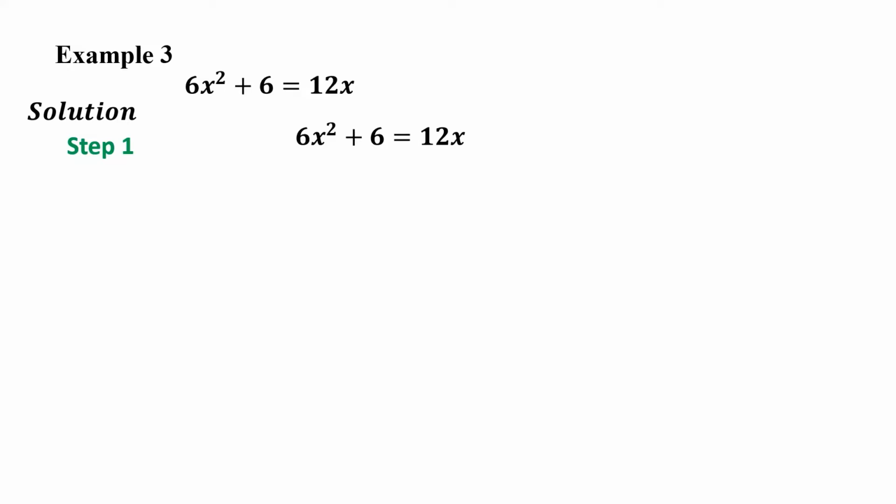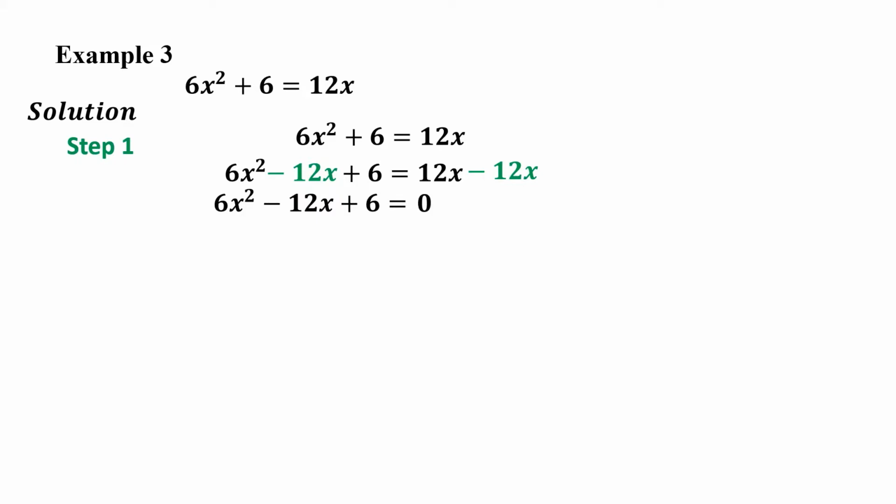Since 12x is not in its proper location, which is supposed to be on the other side of the equation, we need to transpose it to the other side using the addition property of equality. What we will do is add the inverse of positive 12x. The inverse of positive 12x is negative 12x. So, we will add negative 12x on both sides of the equation. Then we have 6x squared plus 6 is equal to the difference of 12x minus 12x.